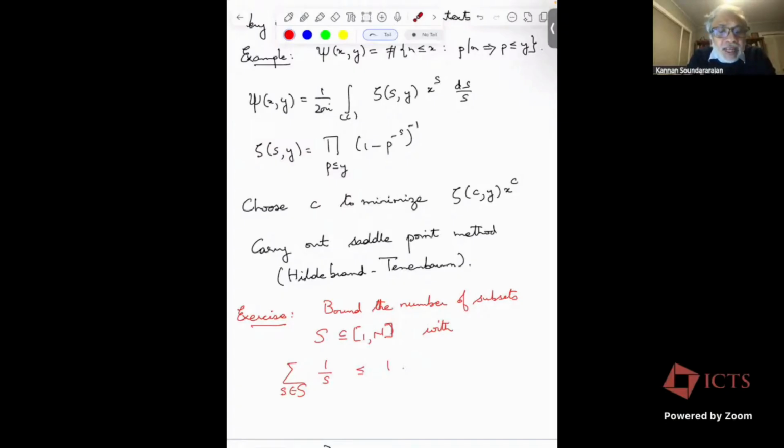So one way in which you can get such a subset is to take all numbers between n over e and n. And then if you add the reciprocals of the numbers from n over e to n, you get 1 asymptotically. So any subset of that interval will satisfy this property. What is the best that you can do? And can you actually compute an asymptotic for the number of such subsets? So I leave that to you as an exercise.